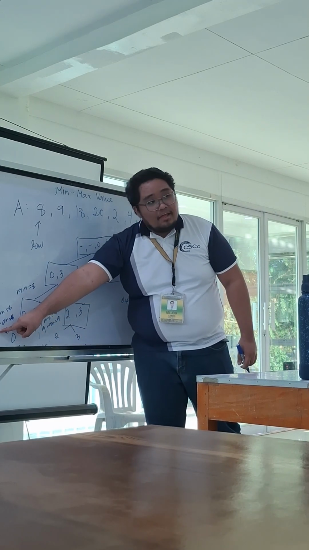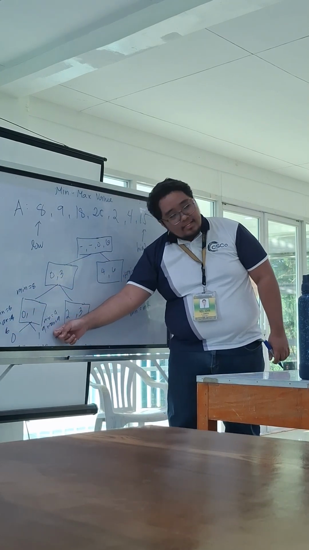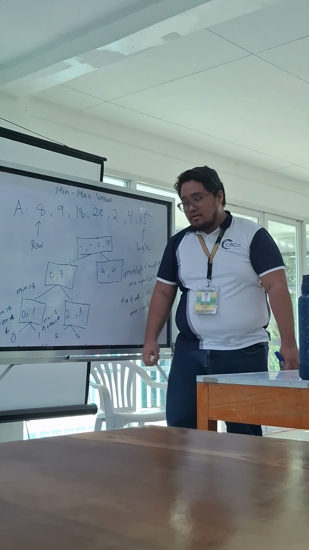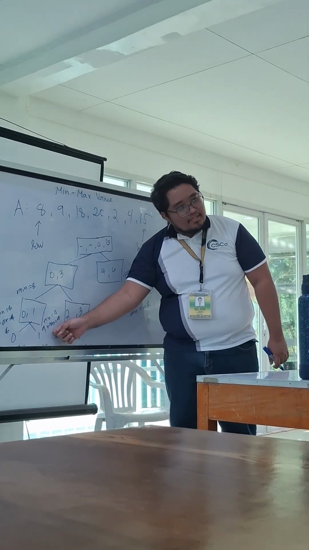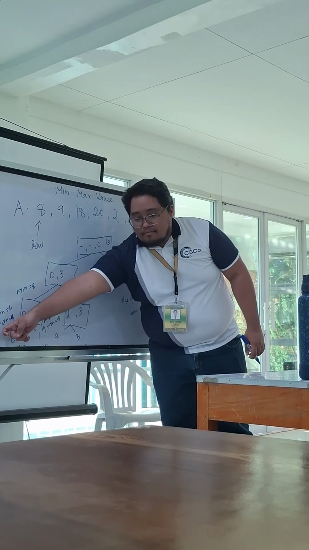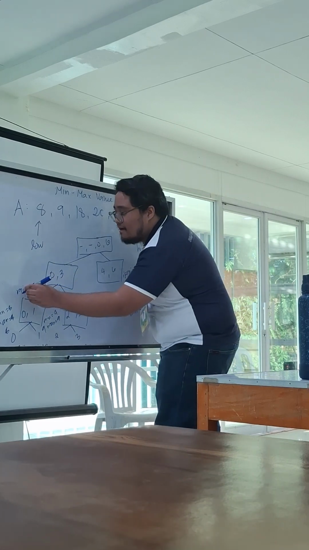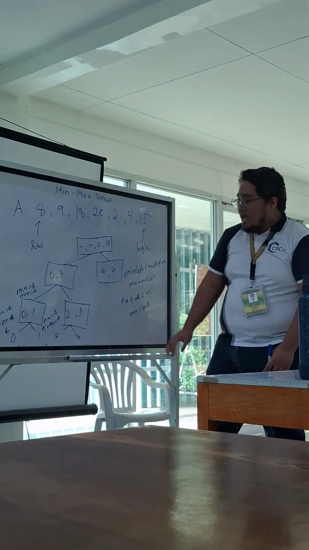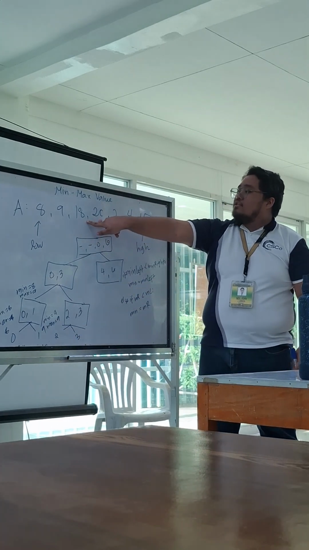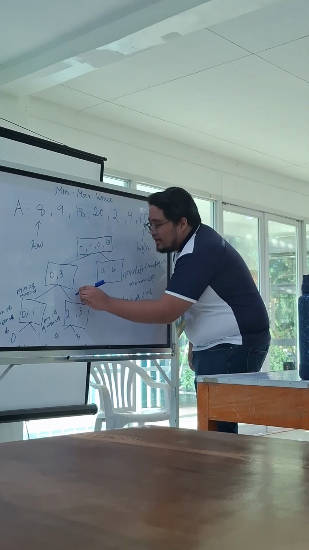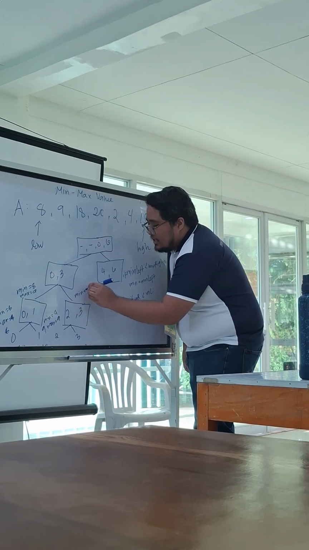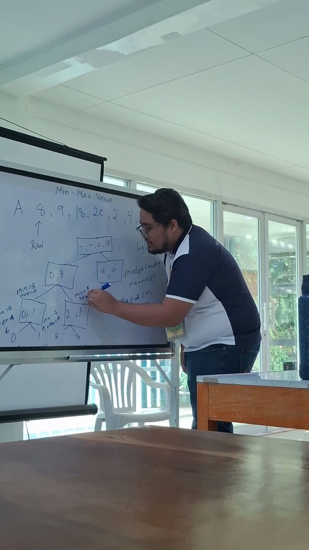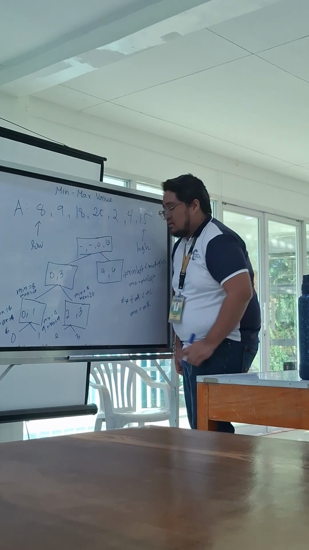The max of the left is 8, the max of the right is 9. Now, we know that the max on the right is greater than the max on the left. So we have max equals 9. Okay, how about here? 2 and 3. The minimum here is 18. The max is 20.